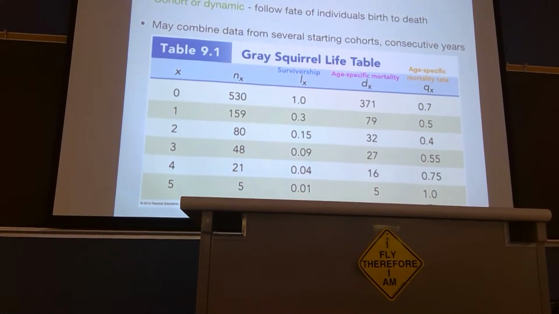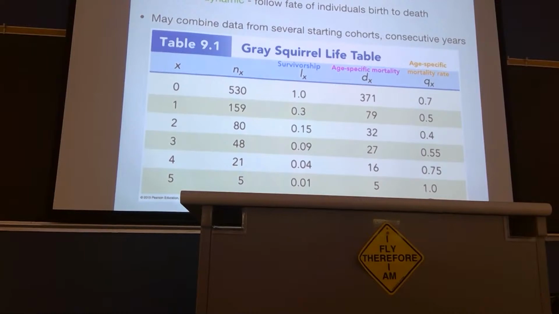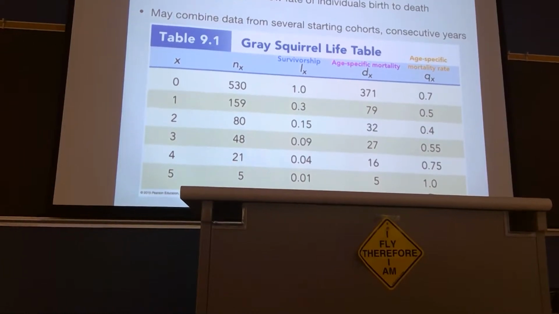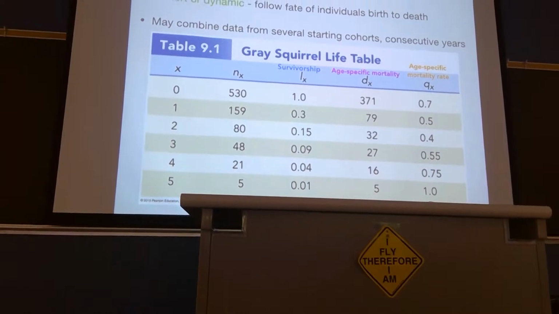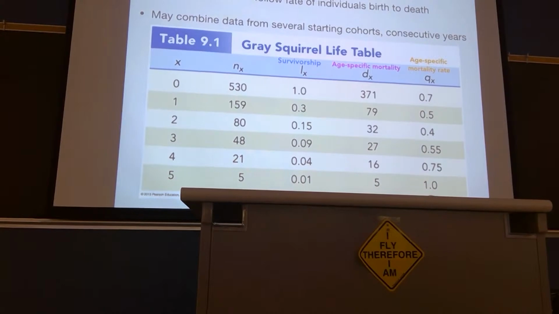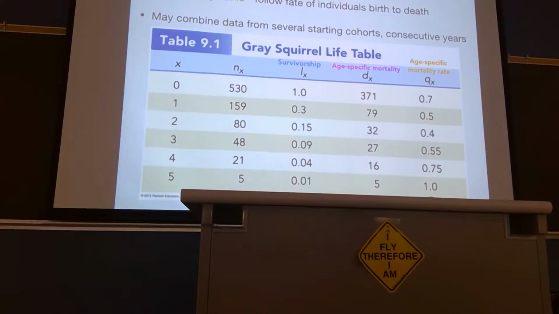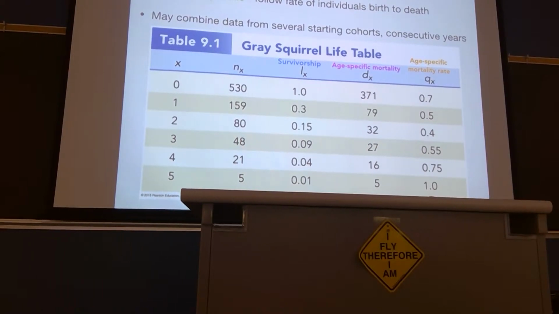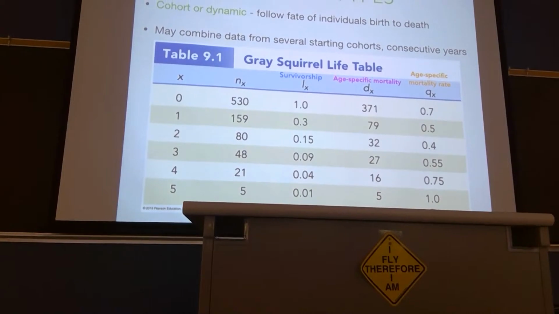You can then graph things like survivorship and age-specific mortality, and you can learn something about the life history of these organisms. When are they most likely to die? When are they doing best and most likely to survive in their environment over the course of their life? So for gray squirrels, when is their mortality highest? The first year. That's when most of them die, 70%. Their mortality is still very, very high in each of the age classes that follow, but most of them die the first year.